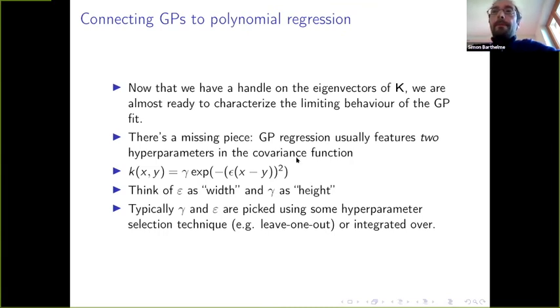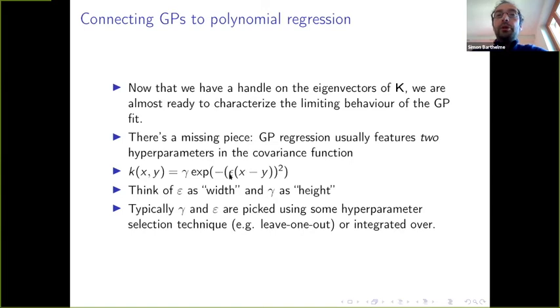And we're almost ready to characterize the behavior of Gaussian process regression in the flat limits. There's just one missing element. There are actually two hyperparameters typically in the covariance function. One of them is epsilon, which is our inverse scale parameter. I call the other one gamma, and gamma gives you the height of the kernel function.